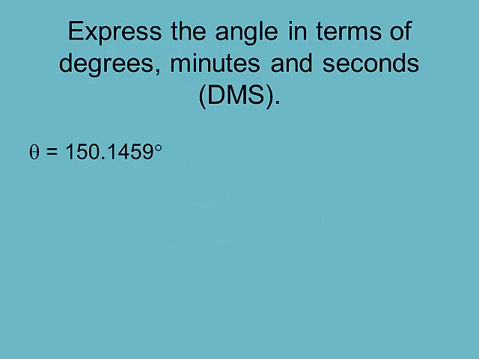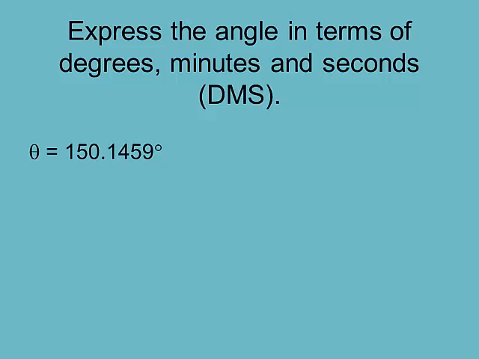All right, so now let's do some conversion. And we're going to convert these degrees decimals over to DMS. So I've got 150.1459 degrees, and I want to turn that into degrees, minutes, and seconds. So I'm somewhere between 150 and 151 degrees. I'm closer to 150, but we'll figure that out. Well, the degree part's done. You already know it's 150 degrees.